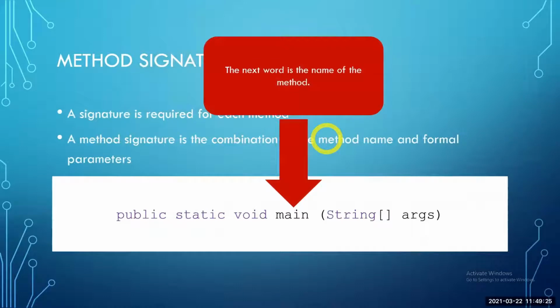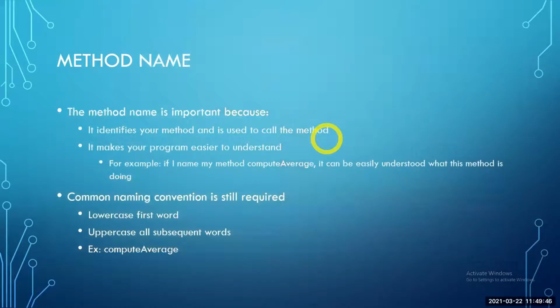The next keyword, and this will be the last thing I'll cover today, the next word is the name of your method. So our main method is called main. That's the name of our method. That's the last one before the parentheses, whatever you want to name your method. Just like we name variables, we can name methods. So the method name is important. Why? It identifies your method and it's unique. It's used to call your method, and it makes your program easier to understand.